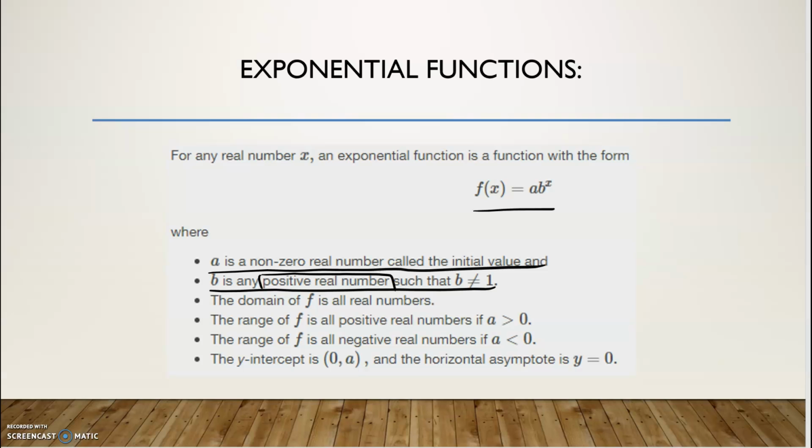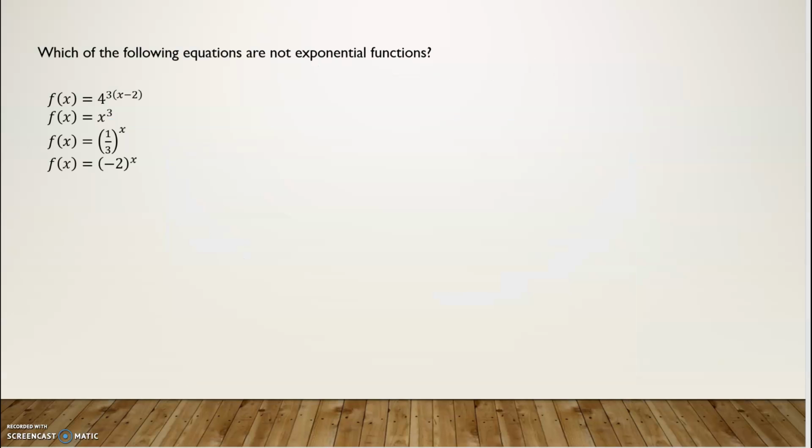The domain of f is all real numbers. The range of f is all positive real numbers if a is greater than 0. And the range of f is all negative real numbers if a is less than 0. The y-intercept is (0, a), and the horizontal asymptote is y equals 0. Okay, now these two may change depending on the transformations, which we'll get into next time.